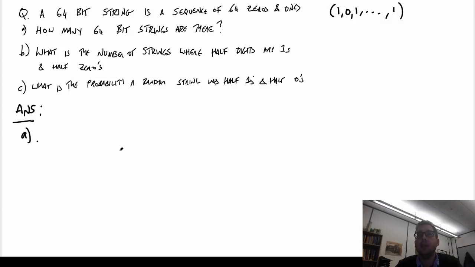So, how many 64-bit digit strings are there? Well, there are 2 choices for the first digit. Okay, and then, given those, there's 2 choices for the second digit. Okay. And then given those, there's 2 choices for the next one, okay? And I just keep on multiplying 64 times, okay?